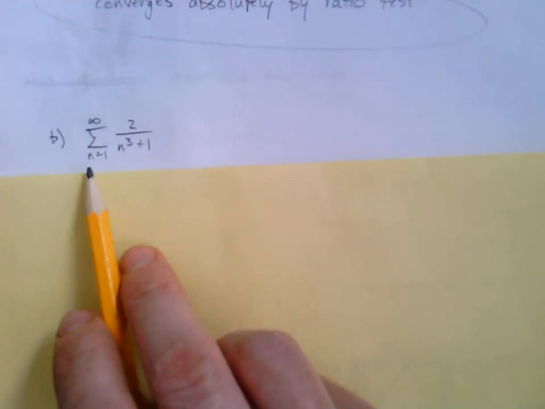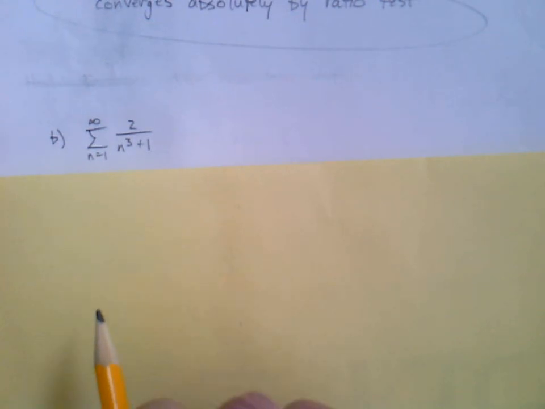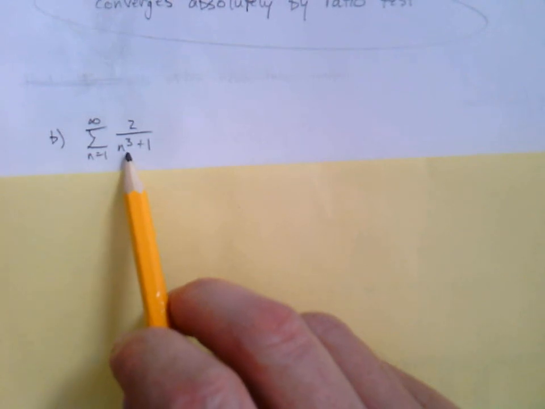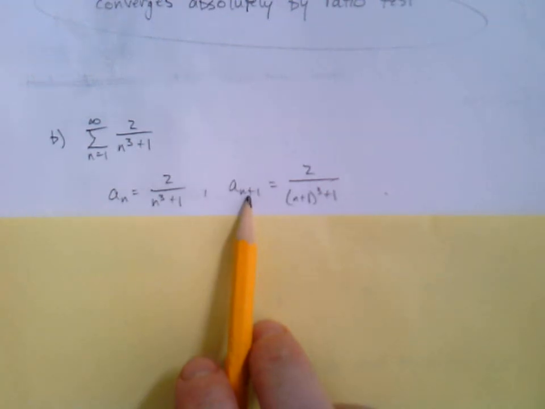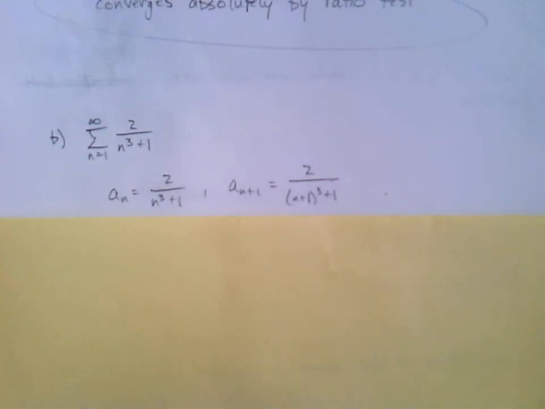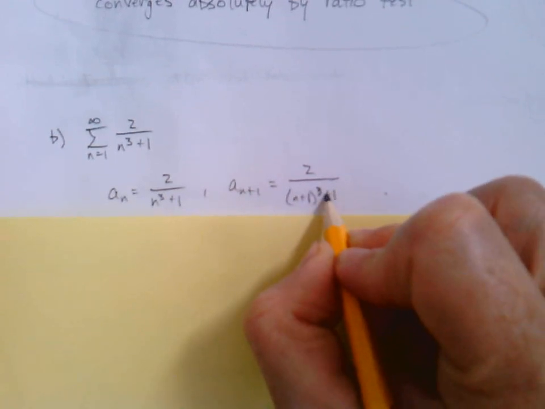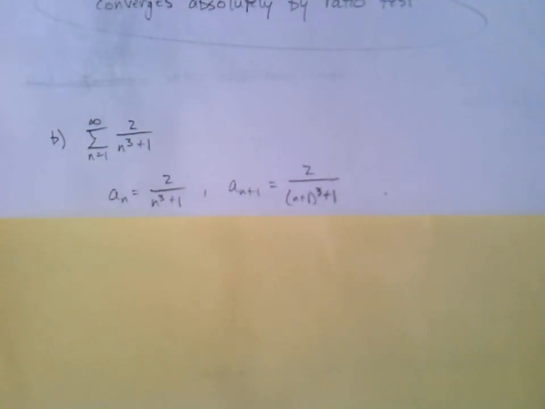Let's take a look at this one to finish off this video. Let's see. From 1 to infinity, 2 over n to the third plus 1. Let's apply the ratio test here. So a_n, I just copy it, but then for the n plus 1 term, I'll replace the n with n plus 1. 2 over n plus 1 to the third plus 1, like so.